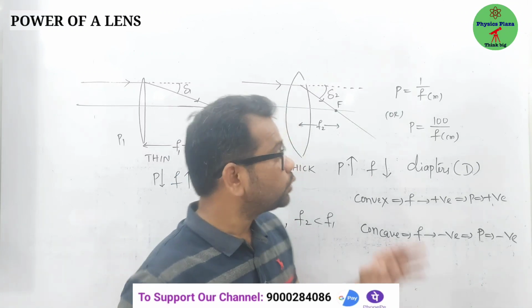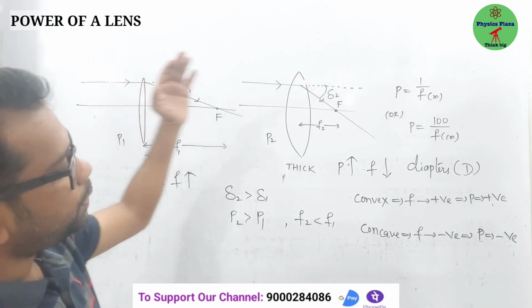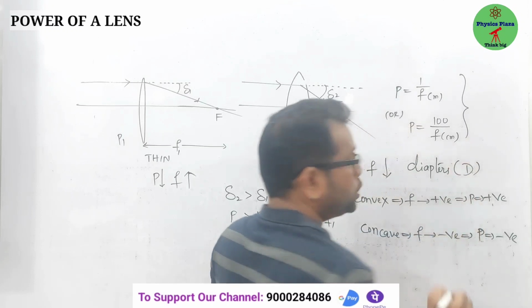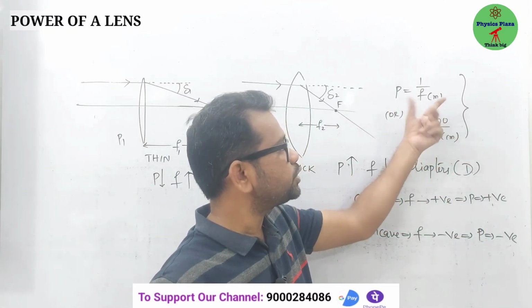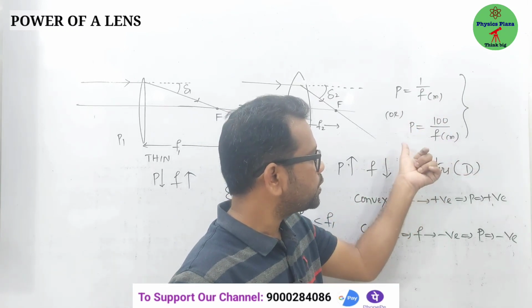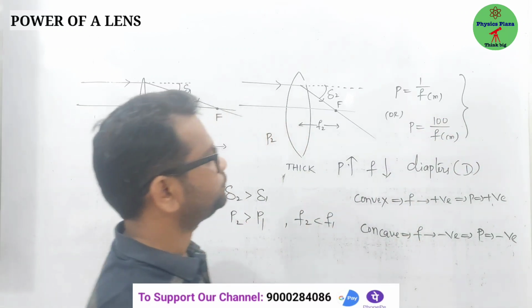Is it clear? So this is all about power. Numericals based on the relation between power and focal length are very important, so you should be very careful here. When the focal length is given in meters, use P is equal to 1 by F. If the focal length is given in centimeters, you must use P is equal to 100 by F. Is it clear? Just copy it.